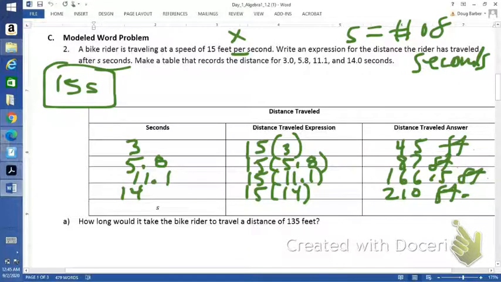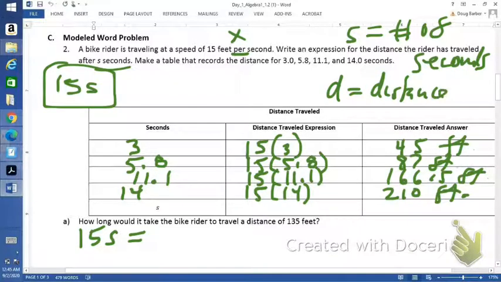Alright, now, how long would it take the bike rider to travel a distance of 135 feet? So again, for this, I'm going to have to write an equation. So 15s. Alright, what did the 15 times s end up giving us when we plugged in the different seconds in for s? It gave us distance traveled. So we're going to say d equals distance.